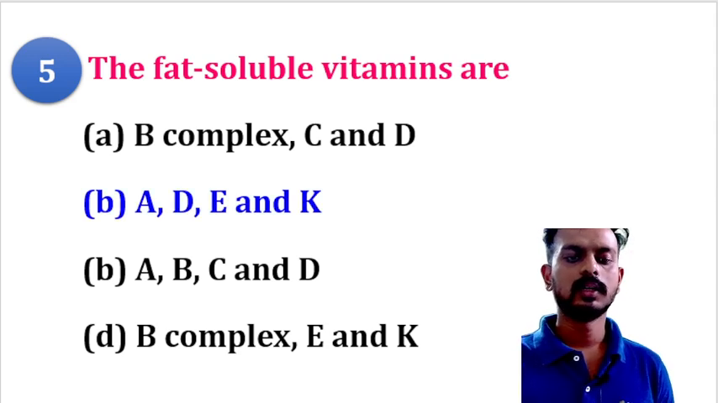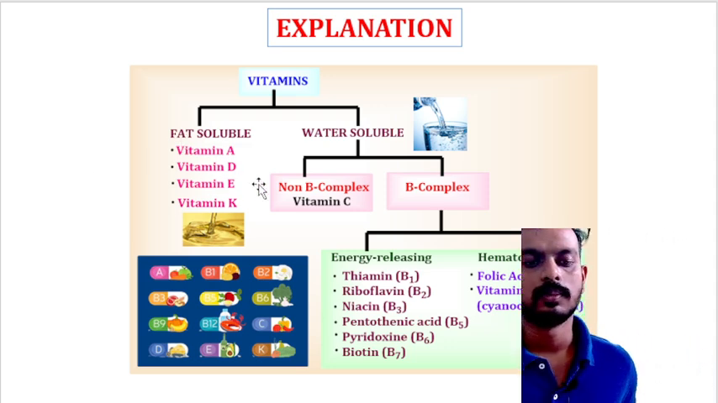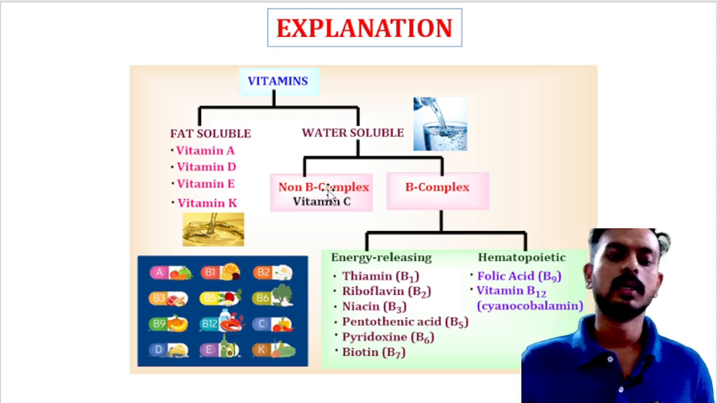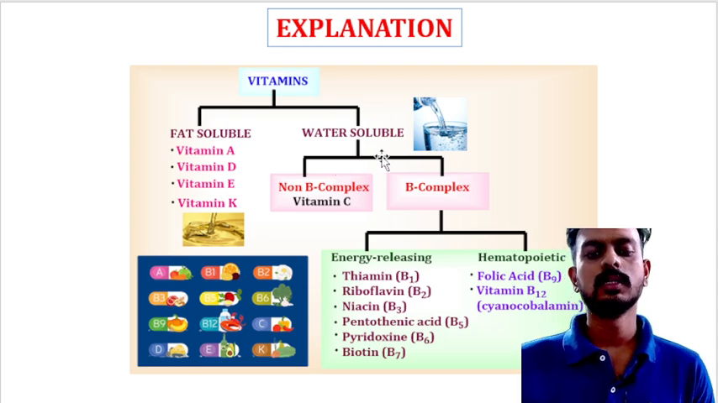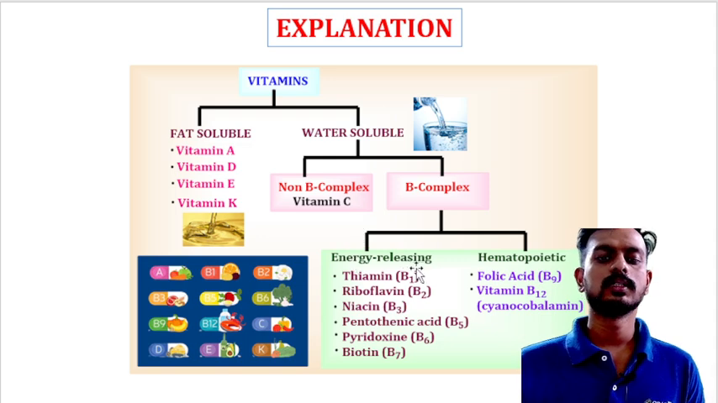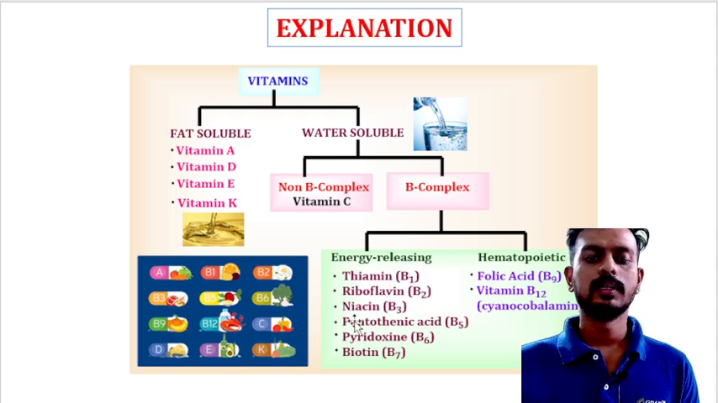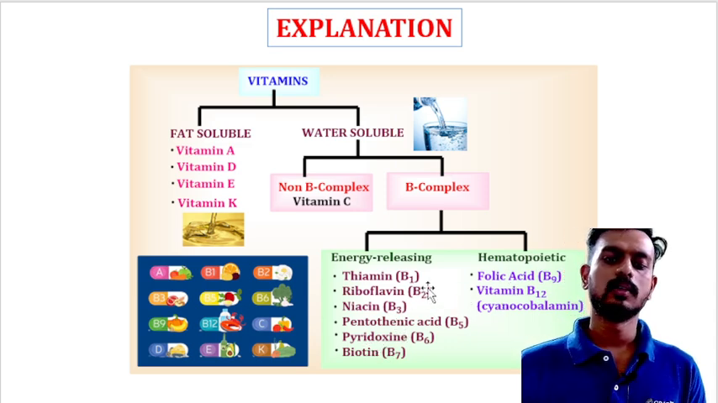Okay, you can see the classification over here. This is your fat soluble vitamins, vitamin A, D, E, K. Water soluble is again divided into non-B complex and B complex. Non-B complex example is vitamin C. B complex is energy releasing and hematopoietic. Energy releasing examples are thiamine, riboflavin, niacin, pantothenic acid, pyridoxine and biotin, whereas hematopoietic are folic acid and cyanocobalamin.